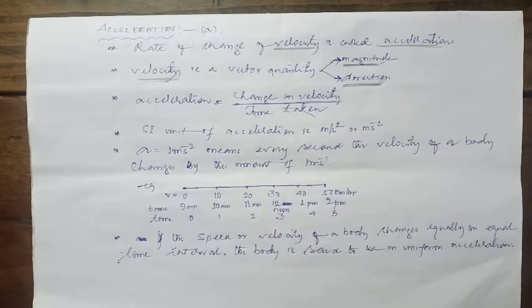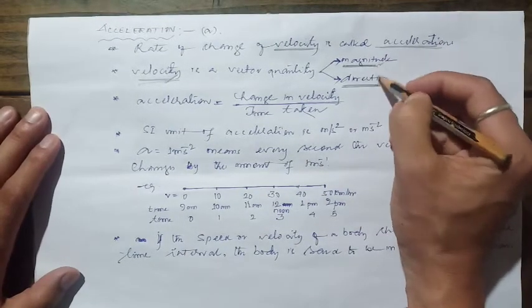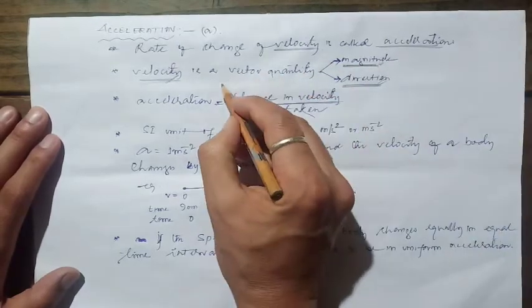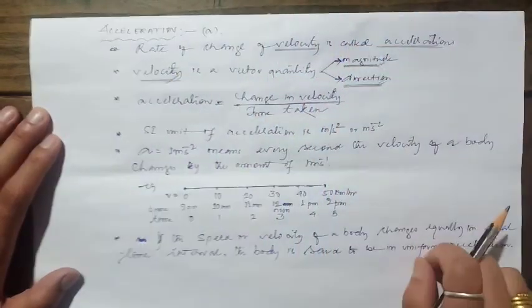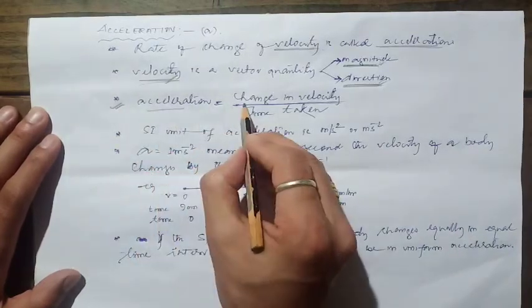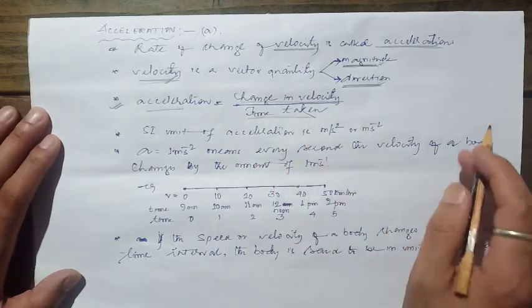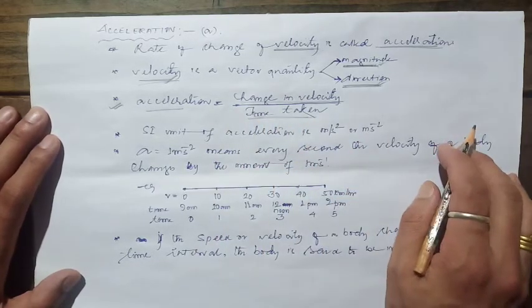So for the body to have acceleration, the body's velocity must change. Now for the velocity to change, any one of the two, either the magnitude or the direction, must change. If any one of those two is changing, the velocity is changing, and velocity changing means the body is accelerating. So mathematically, how do we define acceleration? Acceleration is the ratio of change in velocity divided by time taken.